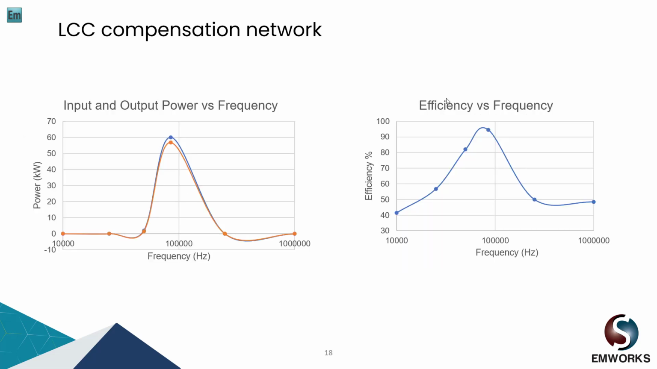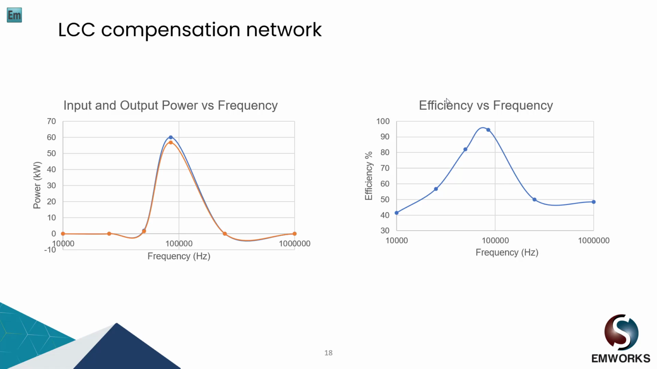After running EMS analysis, both input and output power were computed using the tabular results of an AC magnetic study. It can be observed that the input and output power have peak values around 85 kHz, which is the resonant frequency. The LCC circuit parameters were computed based on a resonant frequency of 85 kilohertz, and also using the mutual and self inductance generated by EMS. So we run an EMS study to compute the inductances, then use them to extract the resonant circuit parameters, which are the capacitance and the added inductance.